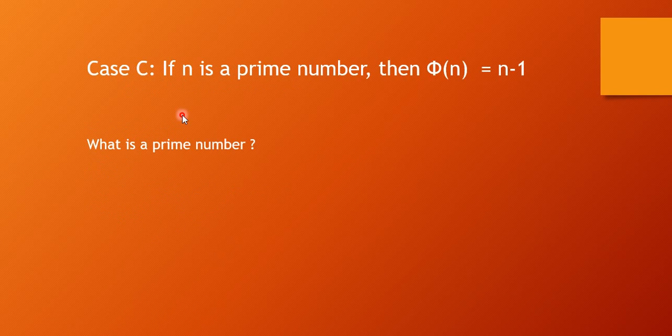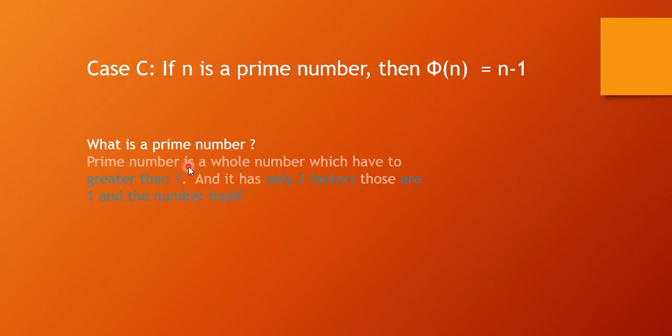So our case 3: if n is a prime number, then totient of n equals n minus 1. I am guessing everybody knows what a prime number is, but I'm still reviewing the high school stuff here. A prime number is a whole number greater than 1, that's the first condition, and it has only 2 factors: 1 and the number itself. So basically a prime number is greater than 1 and has only 2 factors, the number itself and 1.